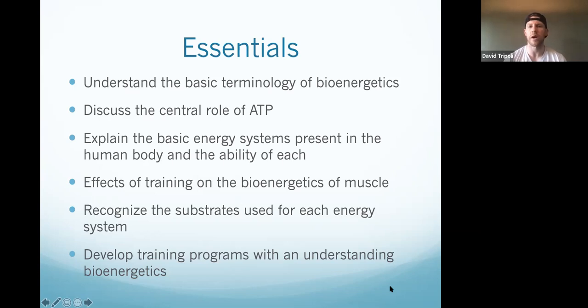So basically, when you start writing programs later on, having a sense of what energy system you're using is important, or what energy system you're trying to manipulate is also very important. Otherwise, it's a waste of a program, not a waste, but an ineffective and inefficient program.